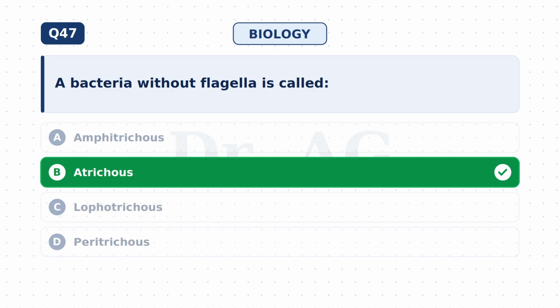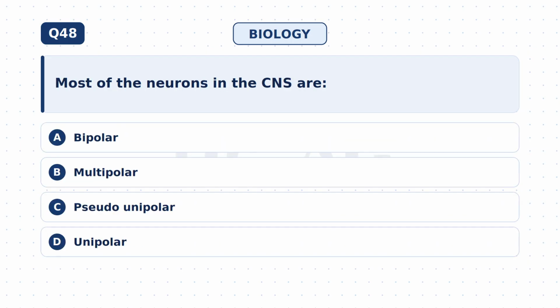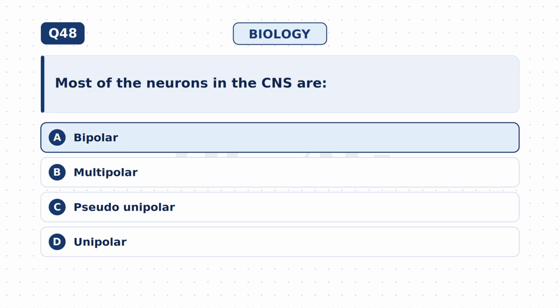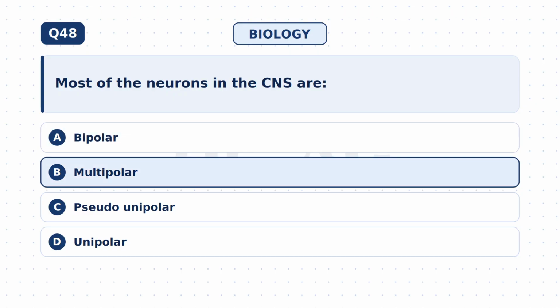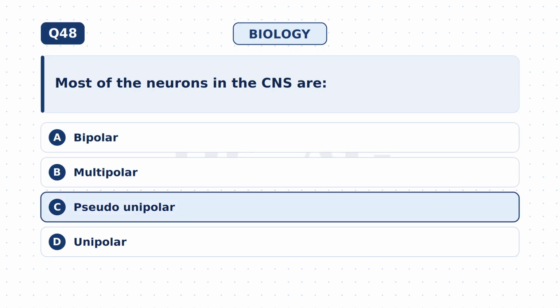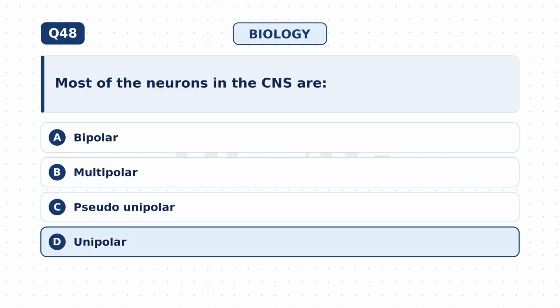The correct answer is B. Atrichous. Question 48. Most of the neurons in the CNS are. Option A. Bipolar. Option B. Multipolar. Option C. Pseudo-unipolar. Option D. Unipolar.